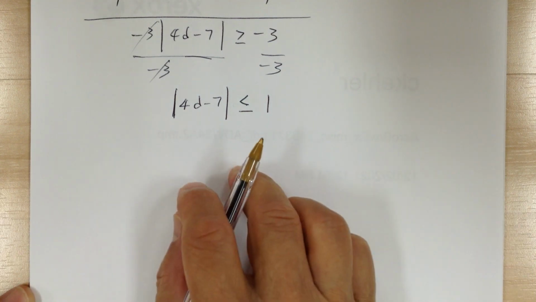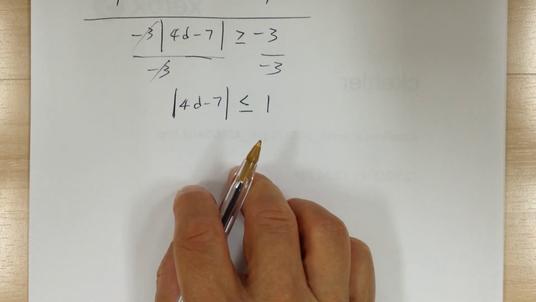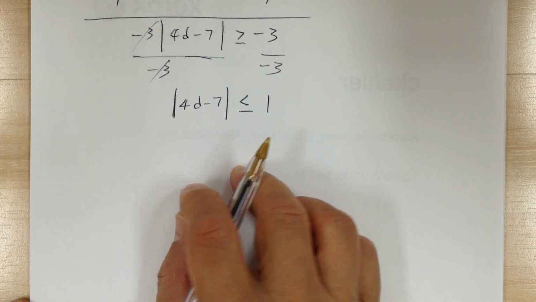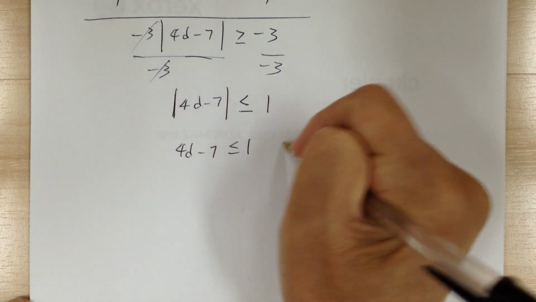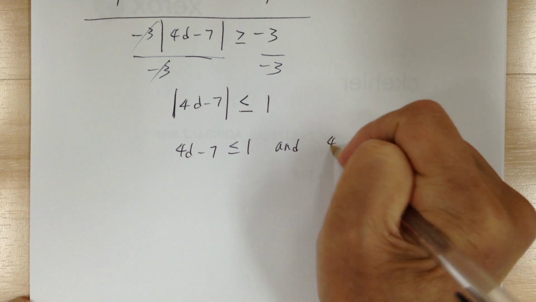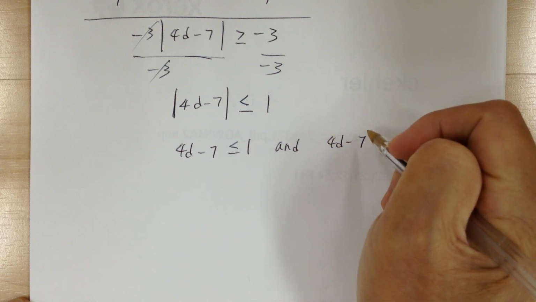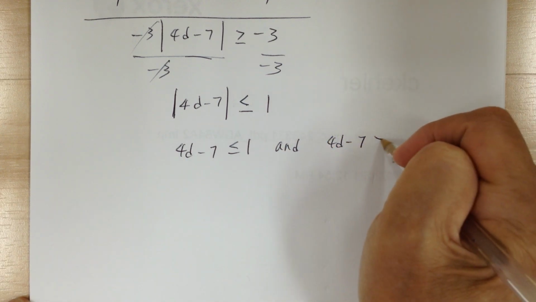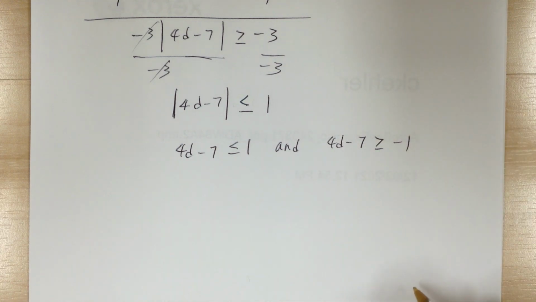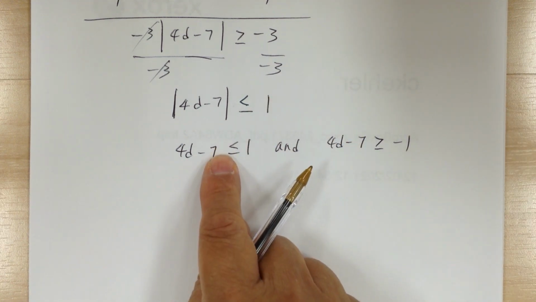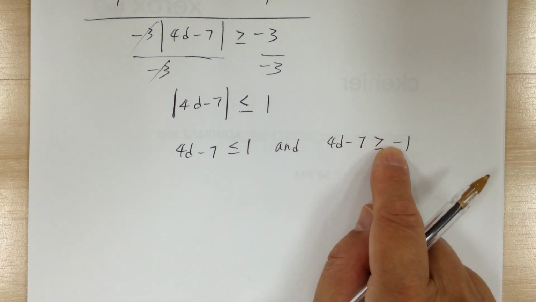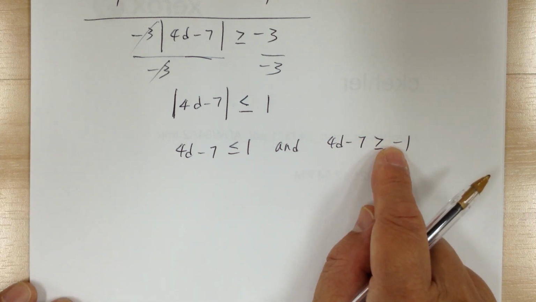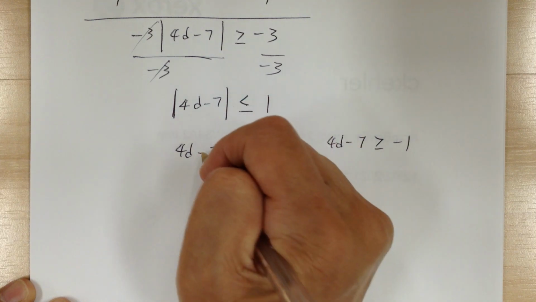Now we can go and separate. So you got 4d minus 7 is less than or equal to 1, and 4d minus 7 is greater than or equal to negative 1. So again, the positive equation stays the same, and then the negative equation is opposite.